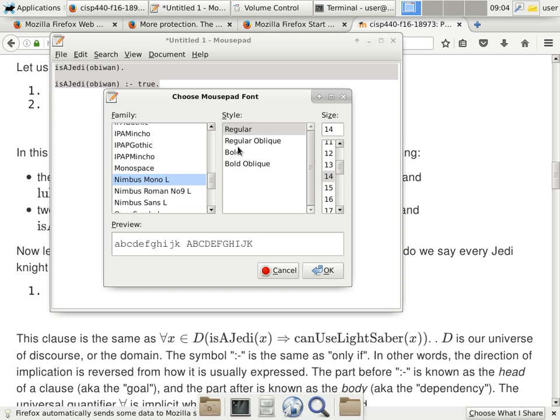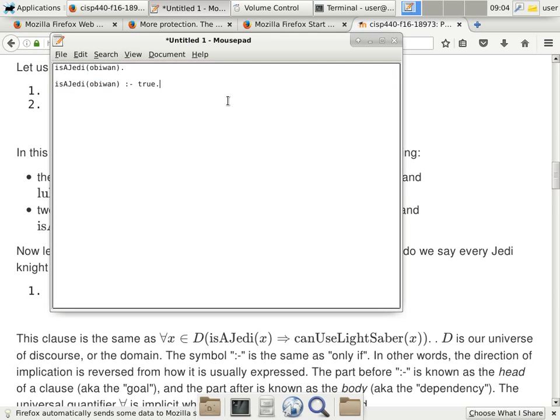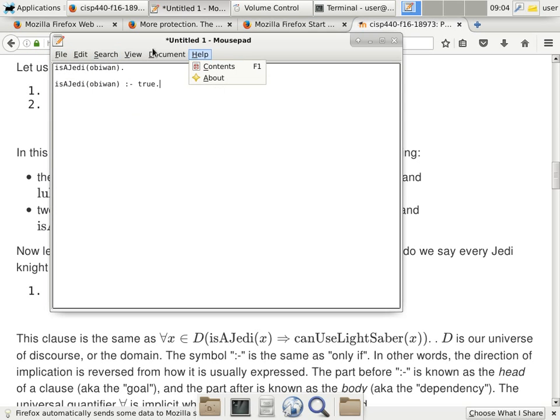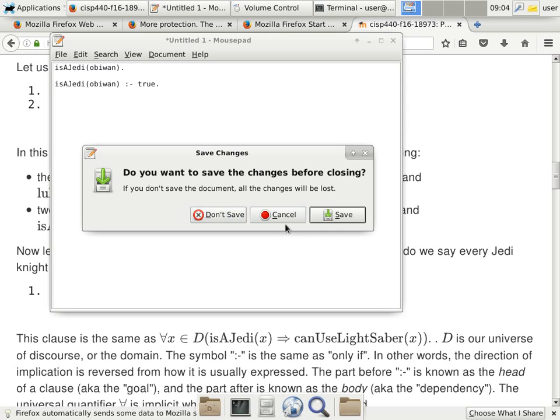Okay, let me pick another font. Maybe it's a font issue. So we'll pick another font. Nope, that did not change either. Can you just zoom in? I tried that too. It didn't work. Well, if you want to... Okay, we can do it this way.